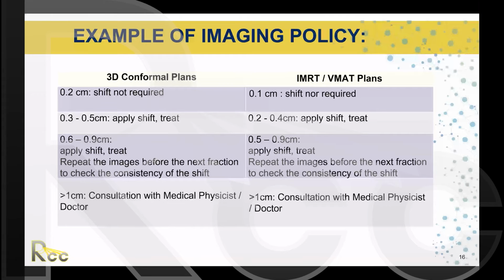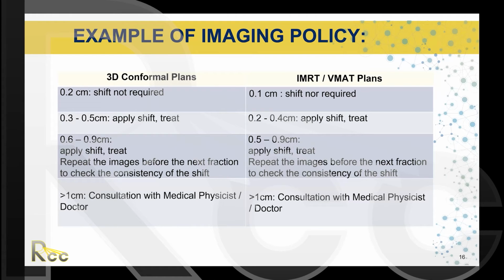We have an example here of a shift tolerance policy, and this is just an example, and it's based on plan type. So 3D conformal plans typically have a little bit broader tolerances than we would see with an IMRT or VMAT. And each line shows the magnitude of the calculated shift and the expectations for the treatment therapist. So if I'm a treatment therapist on the treatment machine and I'm doing a 3D conformal plan, there's going to be a threshold where, in this case, it's 2 millimeters, I'm not going to shift my patient. Whereas for IMRT or VMAT plans, anything under 1 millimeter is not going to shift the patient. So you can see our tolerances are a lot tighter.